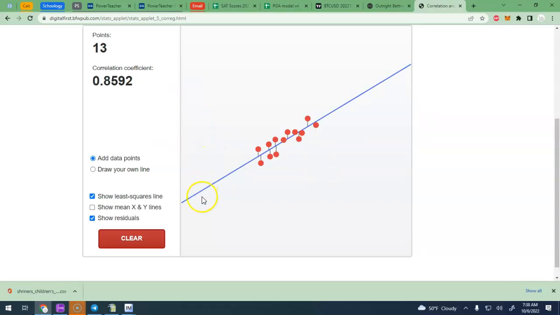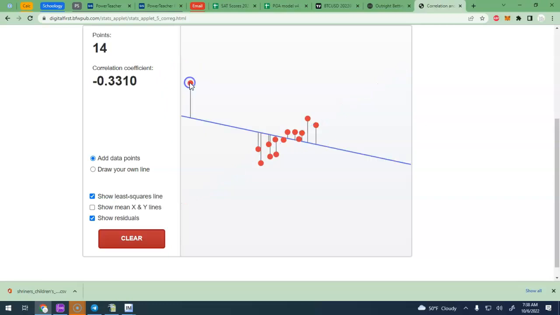Same thing over here. If I put a point right there, what would happen to the line? Nothing. But if I put it up here, slope up or down? Down, y-intercept up. And that makes a pretty big difference, right?